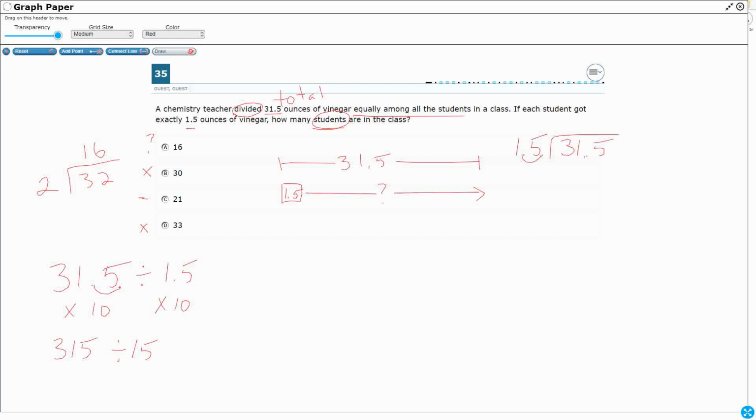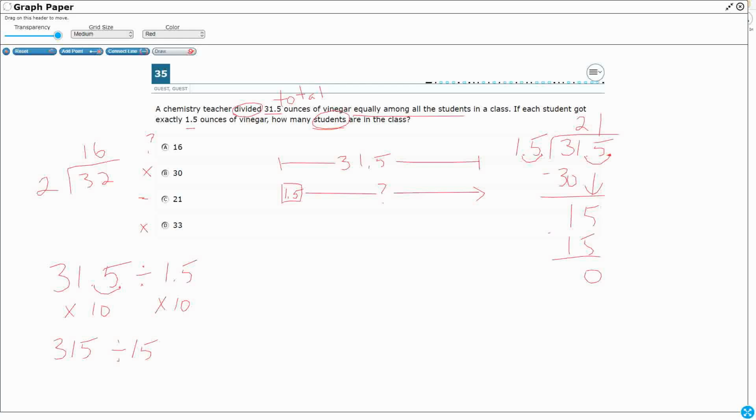So let's do this. Now 15 goes into 31. There's a 2, and that's going to be 30. And there's my 15. So it looks like 21. So we had kind of gotten between those two.